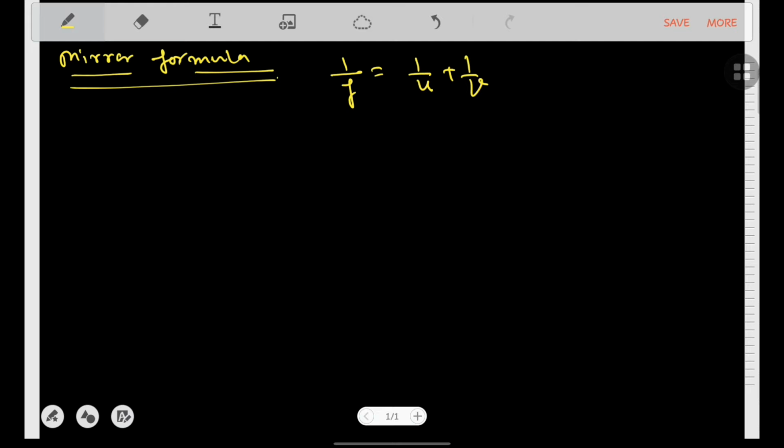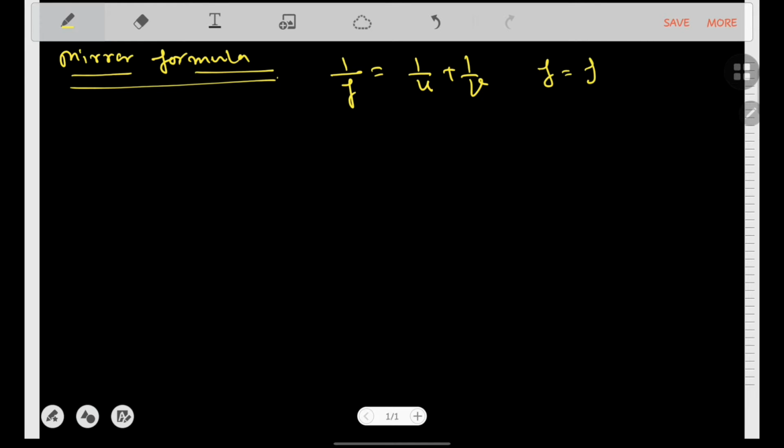Today in this video we are going to understand how we can derive the mirror formula. Since we all know the formula for any spherical mirror is 1 upon f is equal to 1 upon u plus 1 upon v, where every alphabet has its own value and meaning. So let's find out first what is the meaning of each alphabet here.